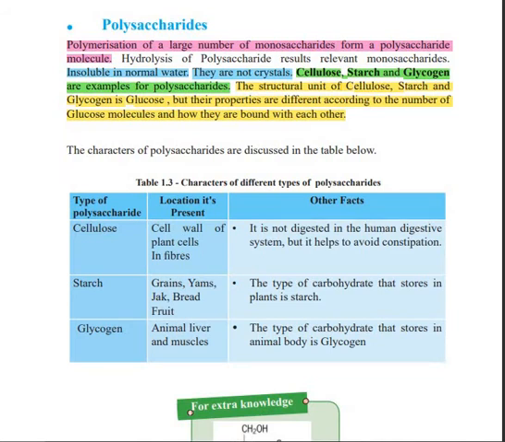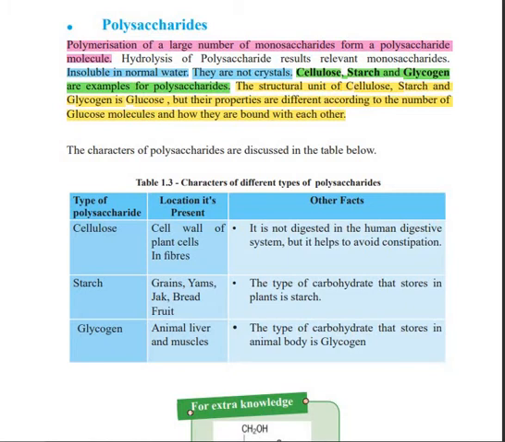Now students will see polysaccharides. What is a polysaccharide? Do you know that? Polymerization of a large number of monosaccharides forms a polysaccharide molecule. Hydrolysis of a polysaccharide results in the relevant monosaccharides.